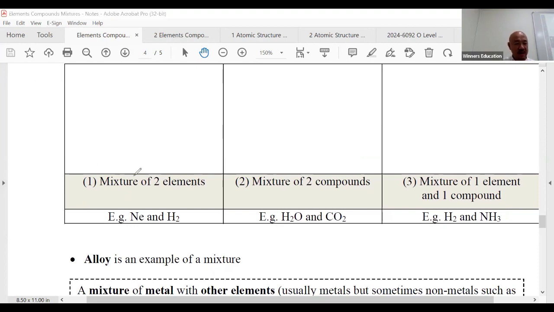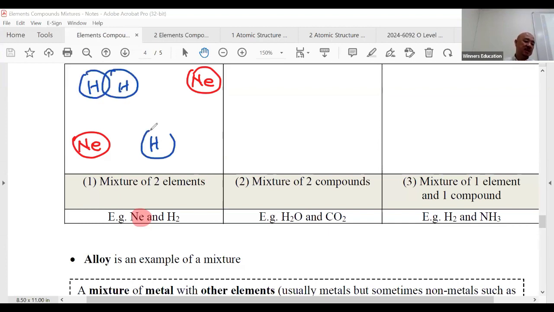First is when there are two elements. So let me use the color very quickly. Two elements: neon looks like this, Ne looks like this. Hydrogen is diatomic. So this is a mixture of two elements. Although one is monoatomic and one is diatomic, both are still known as elements. Don't forget. I want you to get used to all the terms so that we don't make any mistakes when we proceed to the next topics.